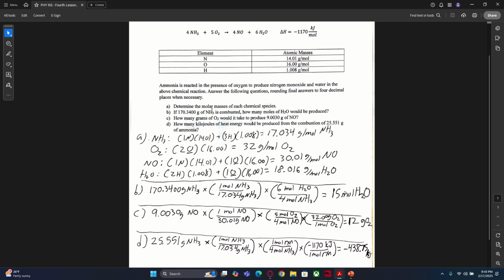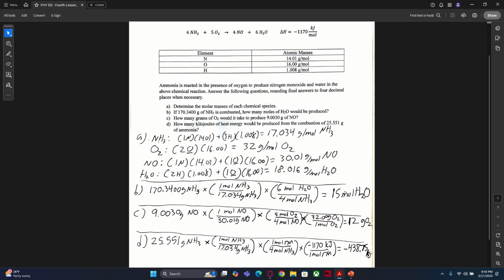But first things first, we are given an amount in grams. So the first thing is to convert that to moles of ammonia by taking 170.34 grams of NH3 multiplied by the inverse of its molar mass, or 1 mole of NH3 per 17.034 grams of NH3, like what we covered here. If we stopped at this point, we would calculate moles of ammonia, but that's not what we're asked.